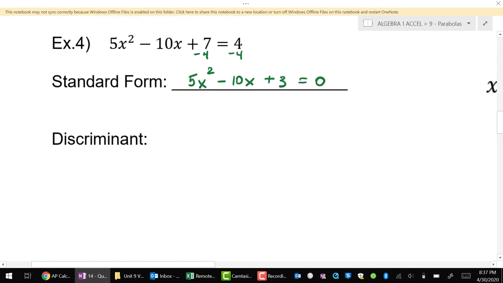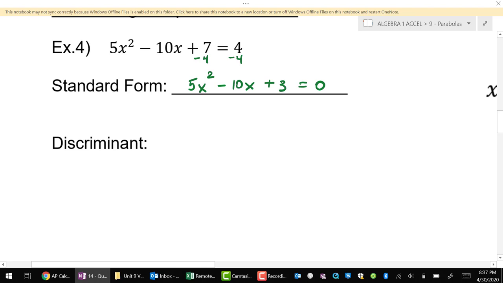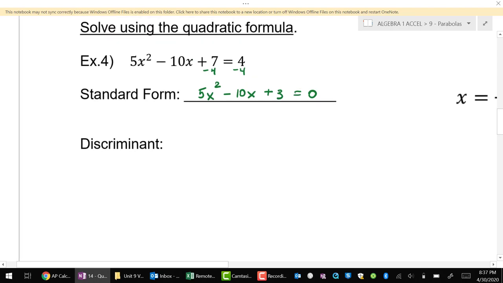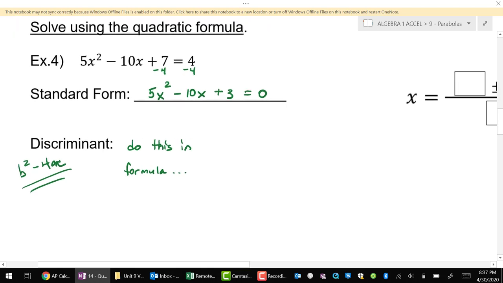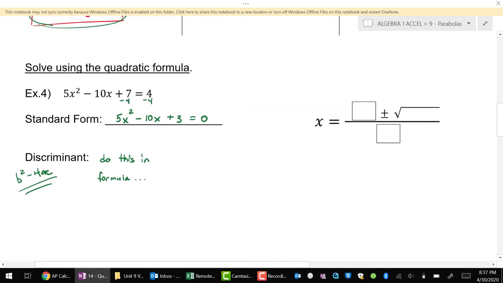Now it says here to find the discriminant. So I might actually do that in the formula. So I will do this in the formula. So you'll see that discriminant. The discriminant is b squared minus 4ac. I'll just do that as part of the formula over here in just a minute. All right, now we're ready.